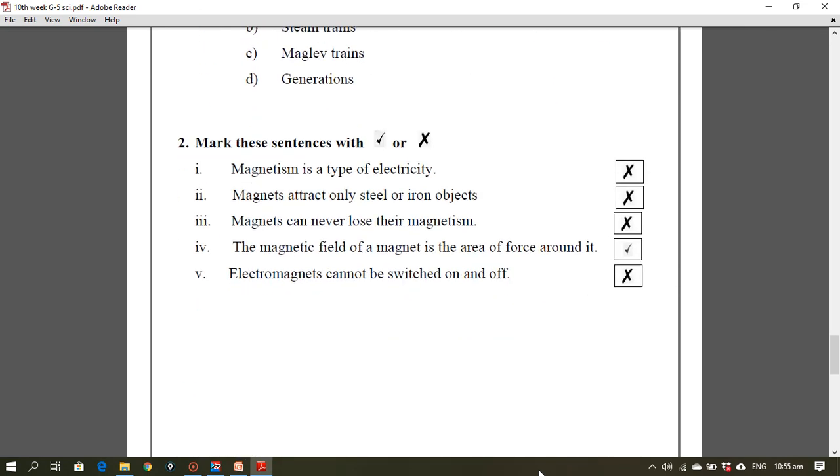Question number 2. True, false. Magnetism is a type of electricity. False. A magnet attracts only steel or iron objects. False. Magnets can never lose their magnetism. False. The magnetic field of a magnet is the area of force around it. True. Electromagnets cannot be switched on and off. False.